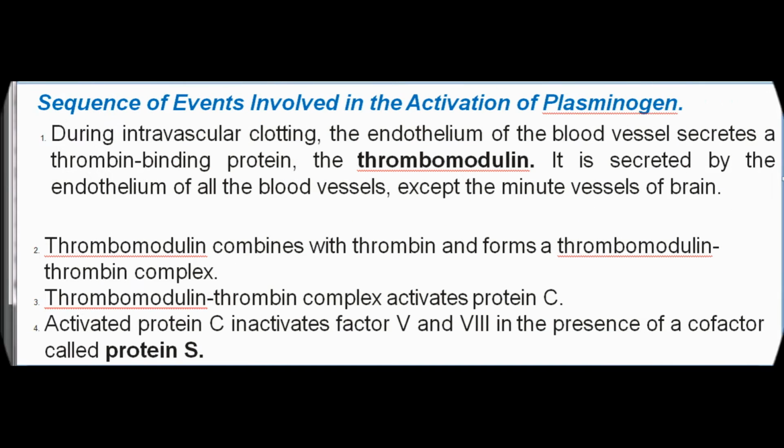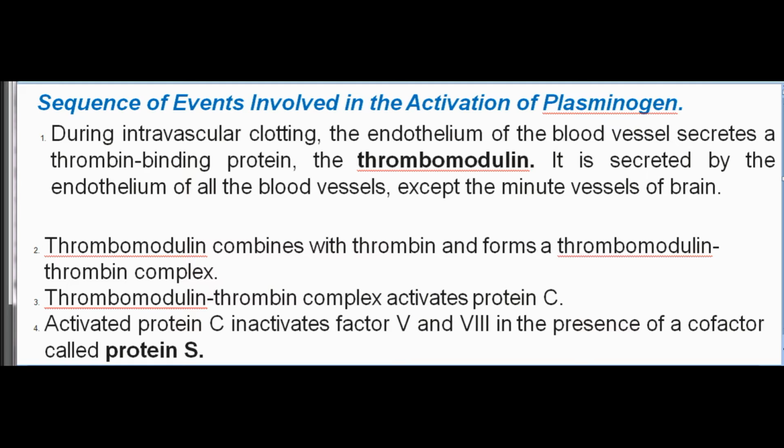Sequence of events involved in the activation of plasminogen. During intravascular clotting, the endothelium of the blood vessel secretes a thrombin-binding protein, the thrombomodulin. It is secreted by the endothelium of all the blood vessels, except the minute vessels of brain. Thrombomodulin combines with thrombin and forms a thrombomodulin-thrombin complex. Thrombomodulin-thrombin complex activates protein C.